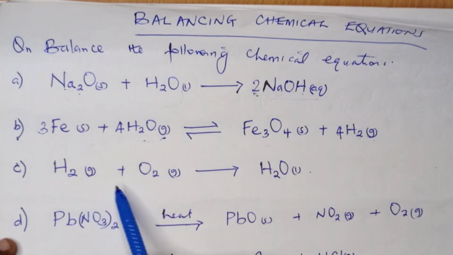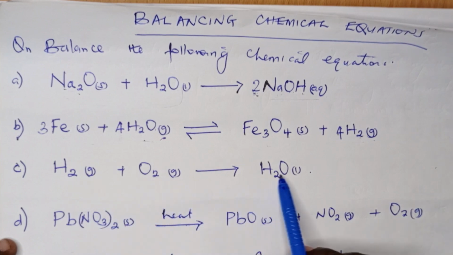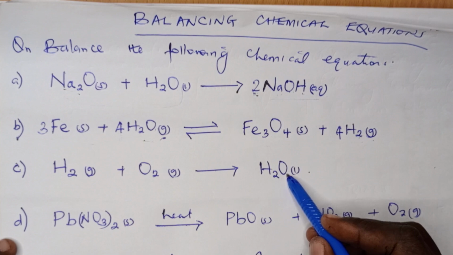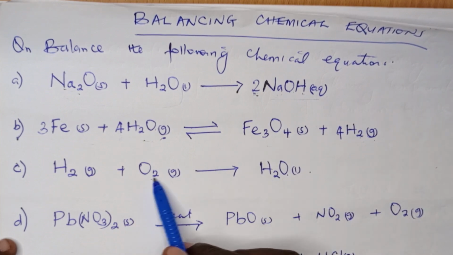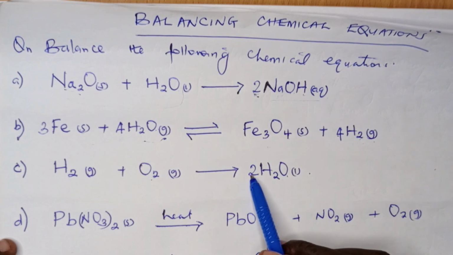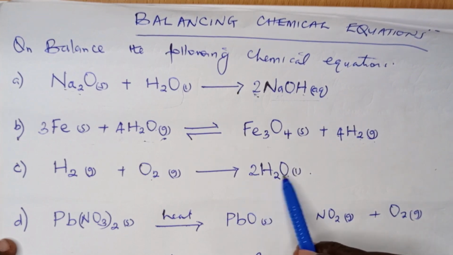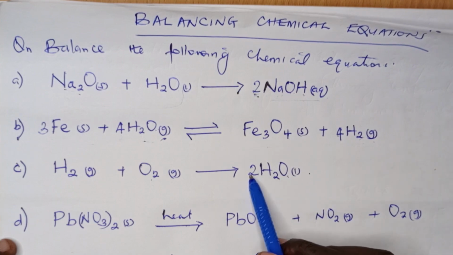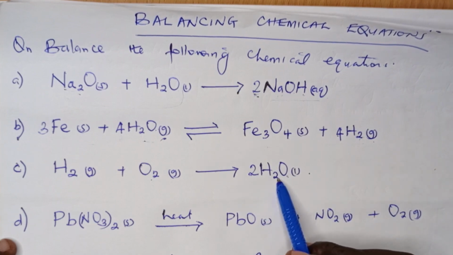We go to the third one. Hydrogen burns in air, giving us water. At the product side, we have only 1 oxygen atom, while at the reactant side, we have 2. So there is a need for us to come and insert here a 2. By inserting here a 2, we shall have doubled the oxygen atoms. So we have 2 times 1, we have 2 oxygen atoms. 2 times 2, we have 4 hydrogen atoms.